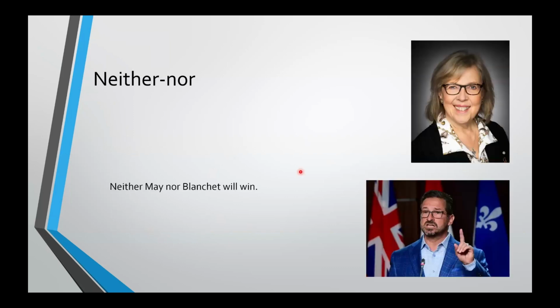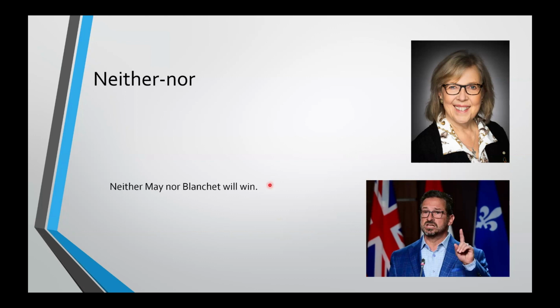So here's an example. Neither May nor Blanchet will win the next federal election. This is Elizabeth May. She's a leader of the Green Party. They get anywhere between 3 and 6% of the vote overall. This is Yves-Francois Blanchet. He's the leader of the Bloc Québécois. They don't run candidates outside of Quebec. Neither of these people is going to become the next prime minister. So this sentence is going to be true.